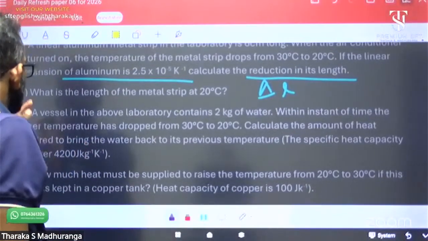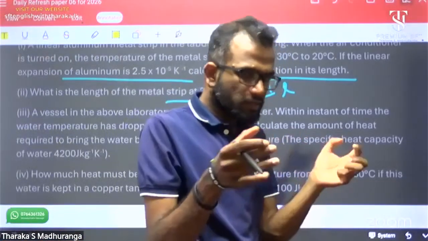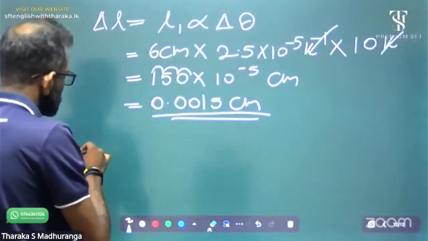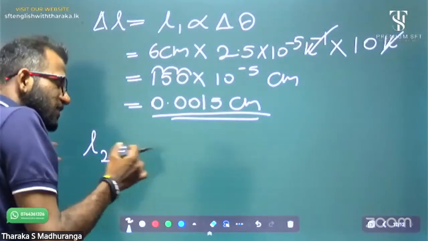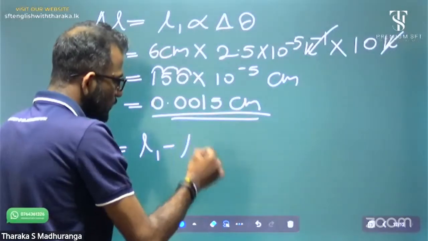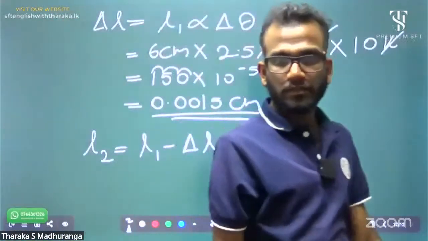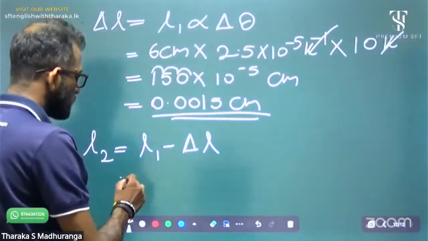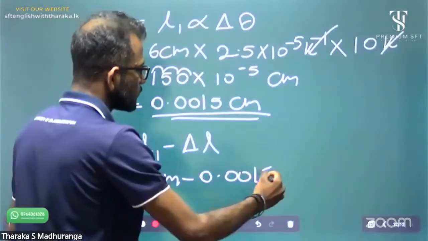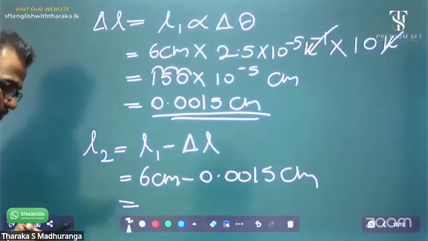Now, part 2, what is the length of the metal strip at 20 Celsius? Now it is contracting, so it is decreasing. Now the new length is asked, L2. L2 equals L1 minus delta L, since it is contracting. If it is expansion, it is plus delta L. L1, 6 centimeter, minus 0.0015 centimeter. What's L2? L2 at 20 Celsius.